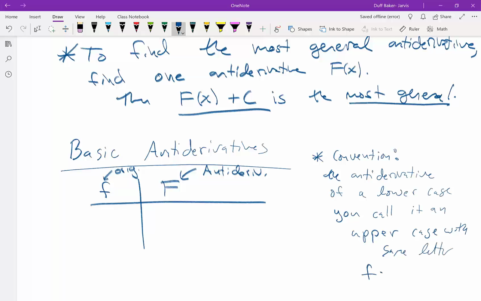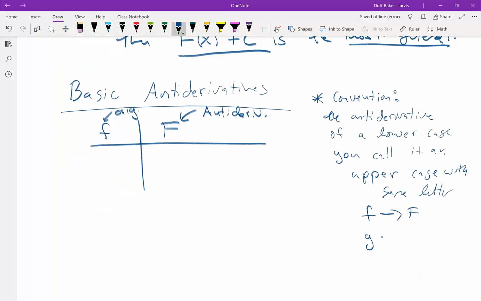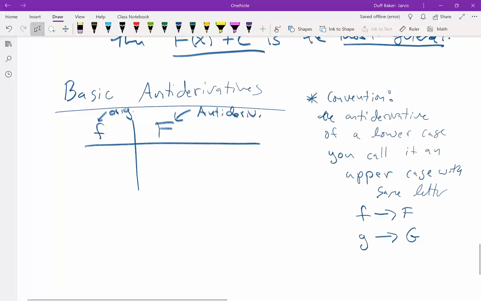Right, so you would go like little f to capital F, or little g, take the antiderivative, and its antiderivative we would probably call capital G. It's just something that helps us distinguish which is which. And you can do this for just about any letter. Okay, so that's why we have this convention.